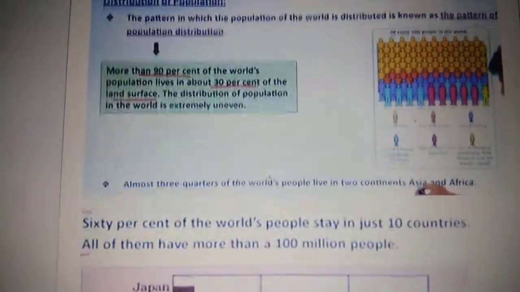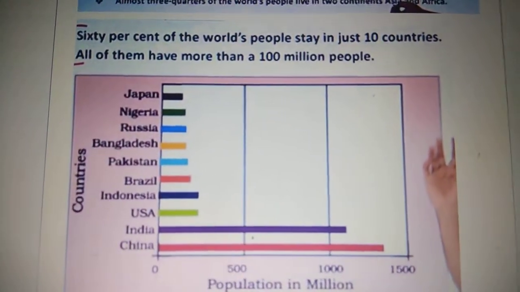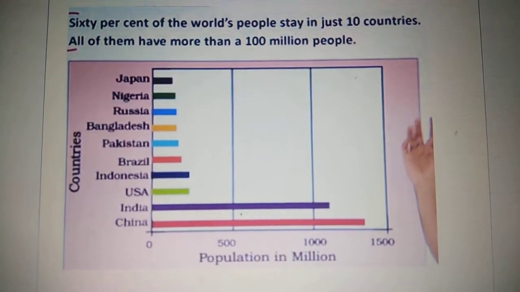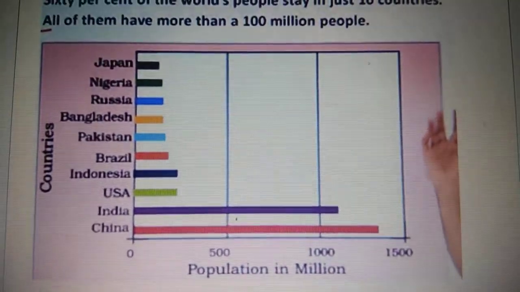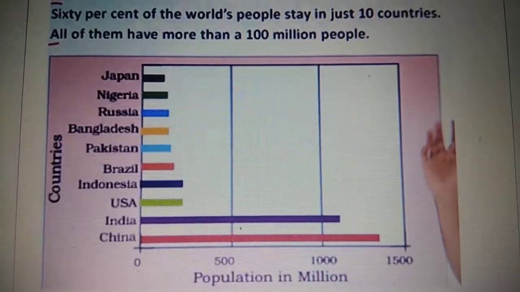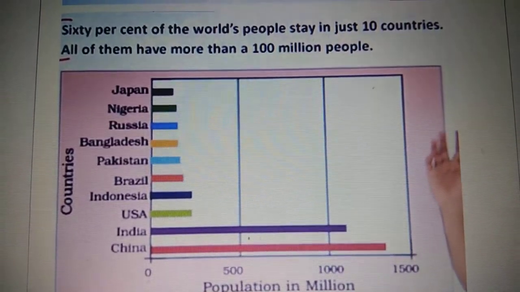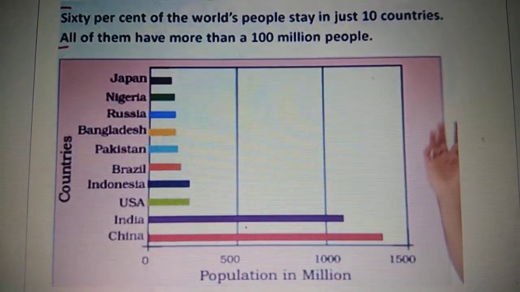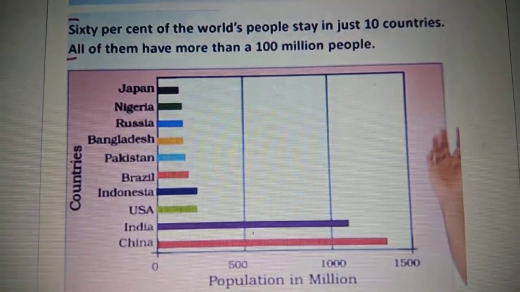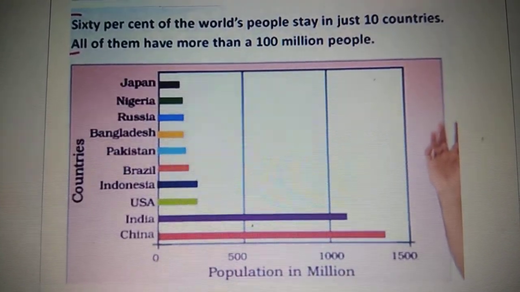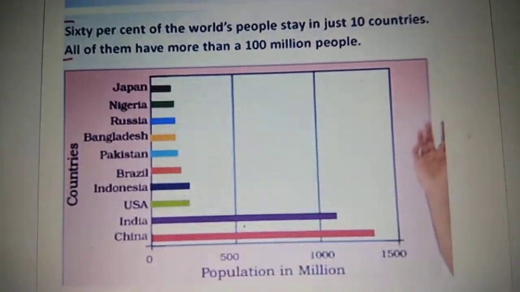Now we'll see another chart, and you'll see 60% of the world population stays in just 10 countries, and all of them have over 100 million people. You can see at the bottom is China, highest populated, then India, then USA, Indonesia, Brazil, Pakistan, Bangladesh, Russia, and you can see the population is decreasing. So the more population is in China and India and US. Okay, and I think the least is in Japan. But although showing least, more than 100 million are staying in these 10 countries.